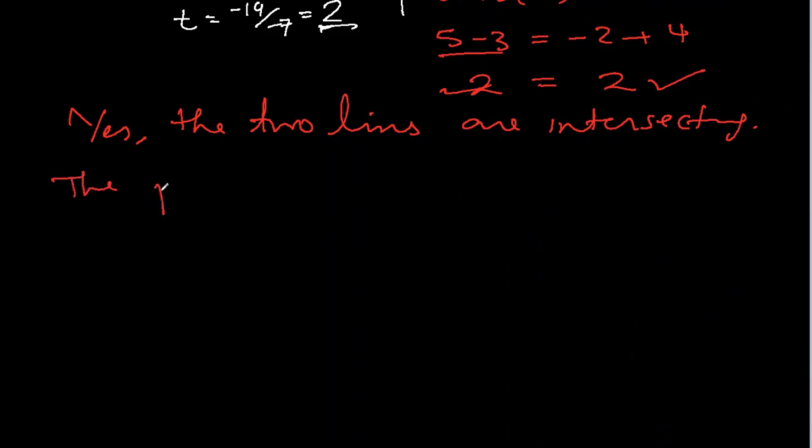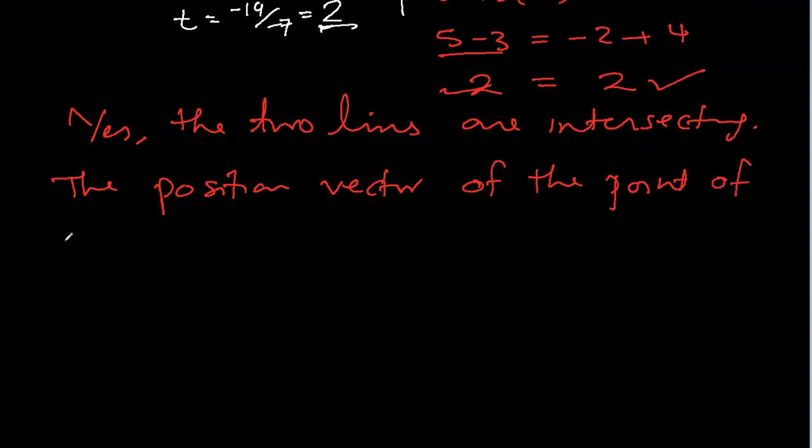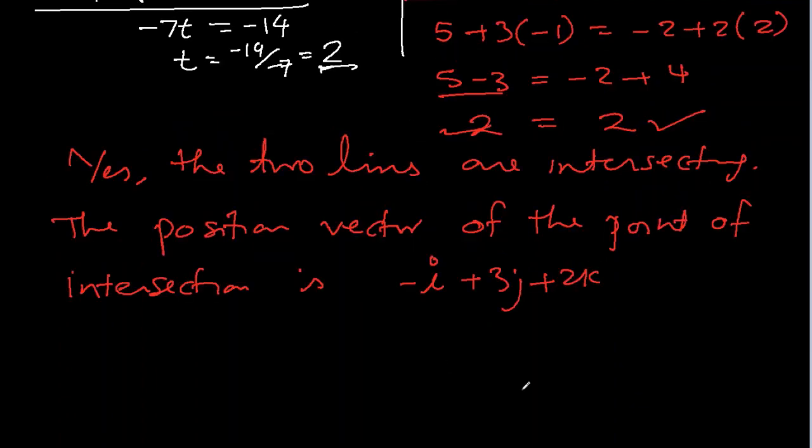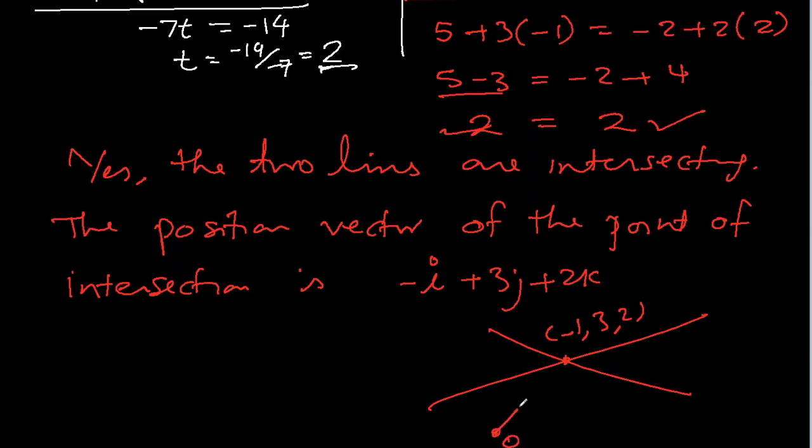The position vector of the point of intersection is minus i plus 3j plus 2k. And the reason behind this is that if these are the two lines and we got the point of intersection minus 1, 3, 2, somewhere we'll have origin, right? Origin is here. So whenever we have a vector from origin to a point, it is called a position vector.